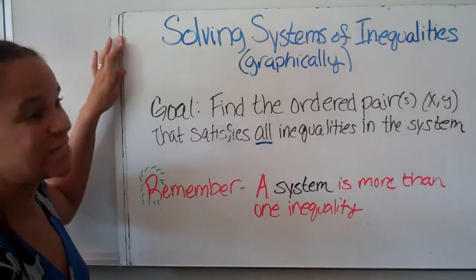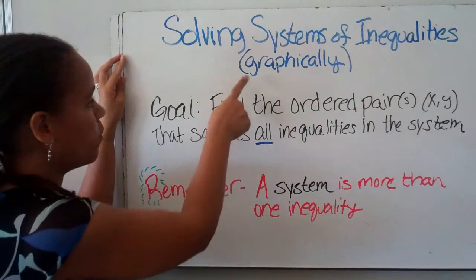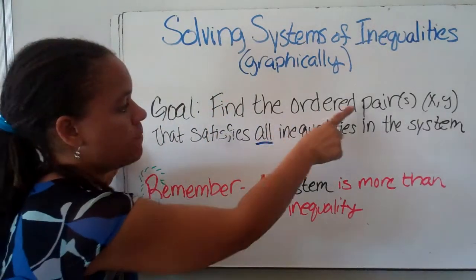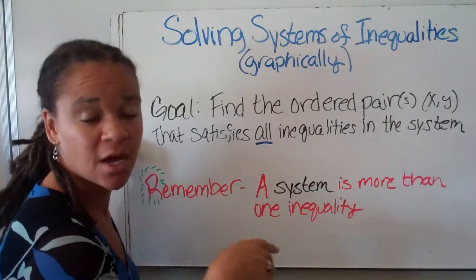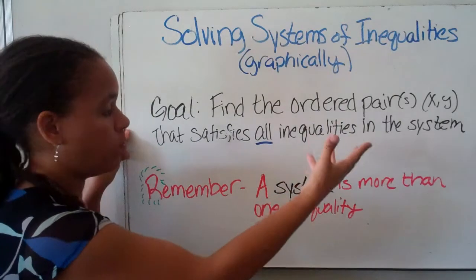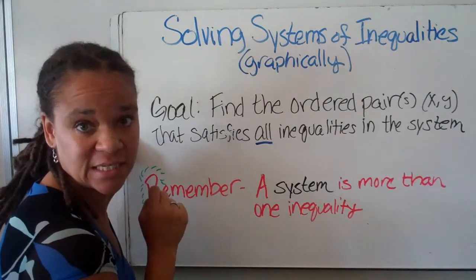Hi, it's Mrs. Pope, and today we're going to talk about solving systems of inequalities. We're going to do this graphically today, and our goal is to find the ordered pairs. Notice I said pairs because we're going to have a bunch of different solutions instead of just one, but whatever x and y's that satisfy all inequalities in the system.